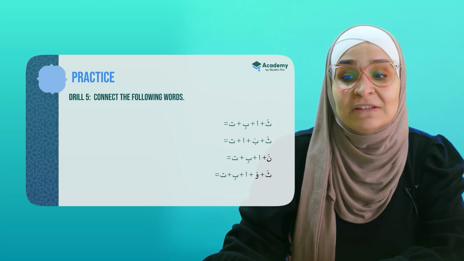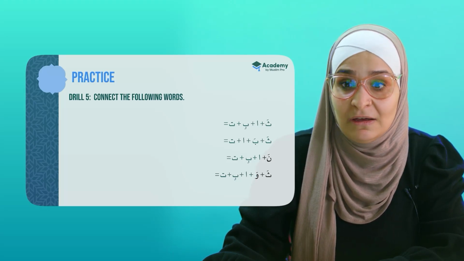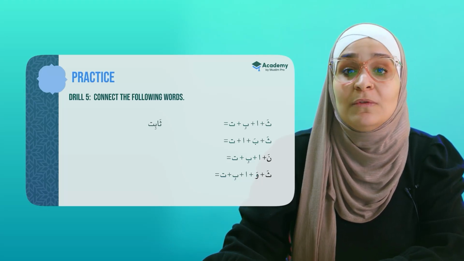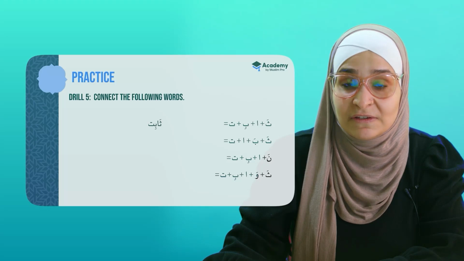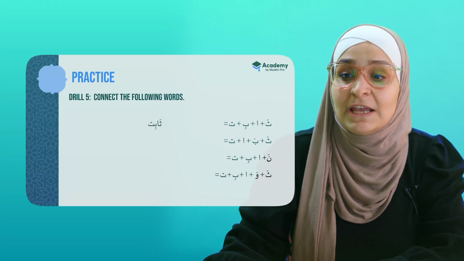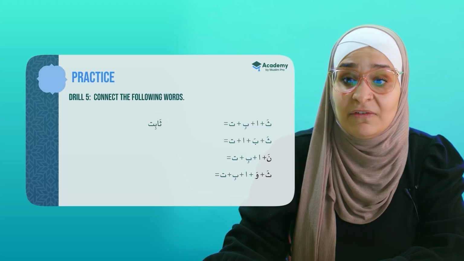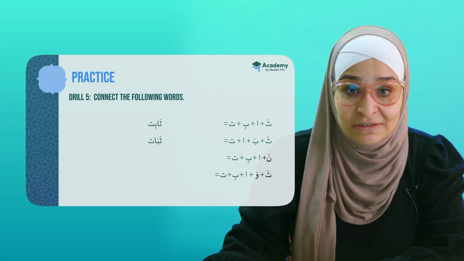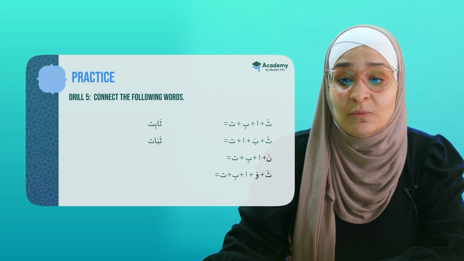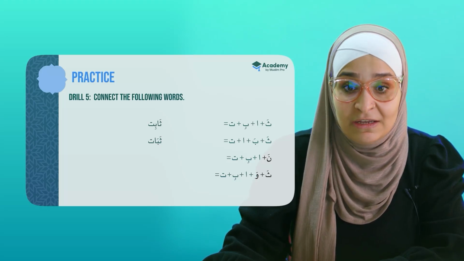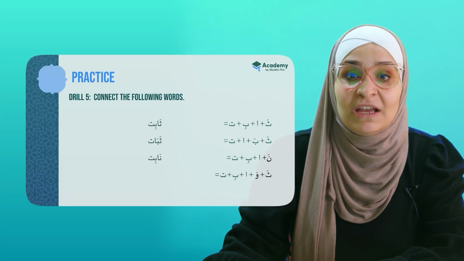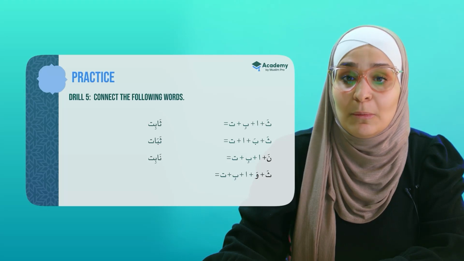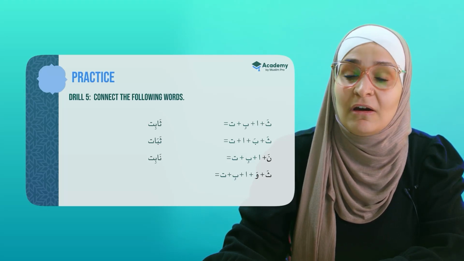So let's see, when we connect a tha, alif, ba, then a ta, we have thabit. Look how the letters are connected in order to form this word. Next, let's see how we connect tha, ba, alif, then a ta. Thabat. Third, noon followed with an alif, ba, and then a ta. Nabit. Then we have tha, waw, alif, ba, ta. Look how they are going to be connected.